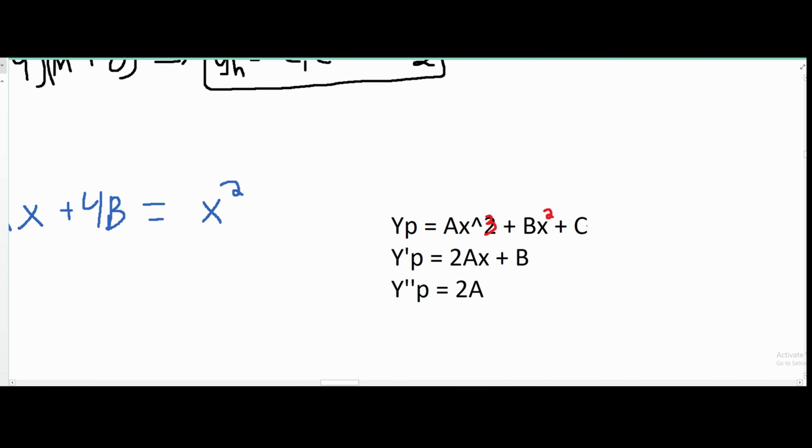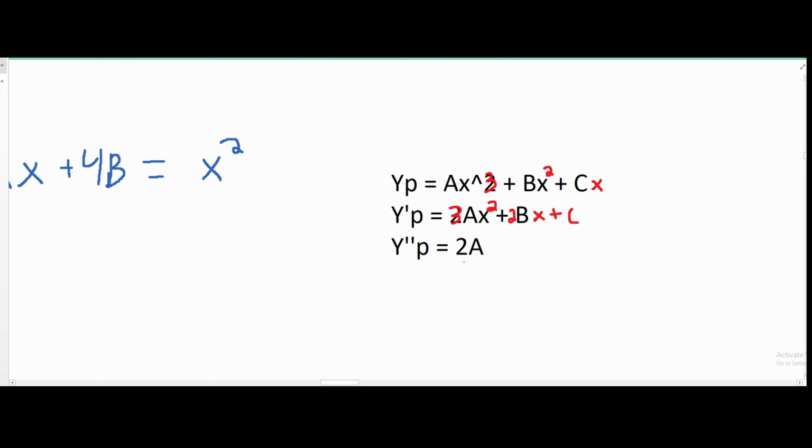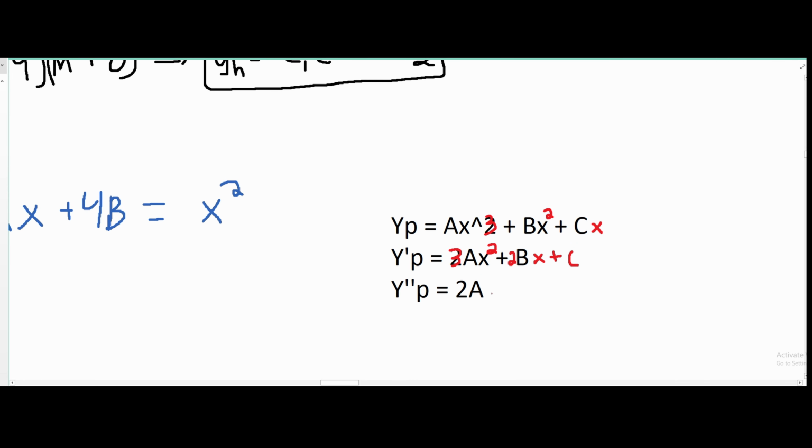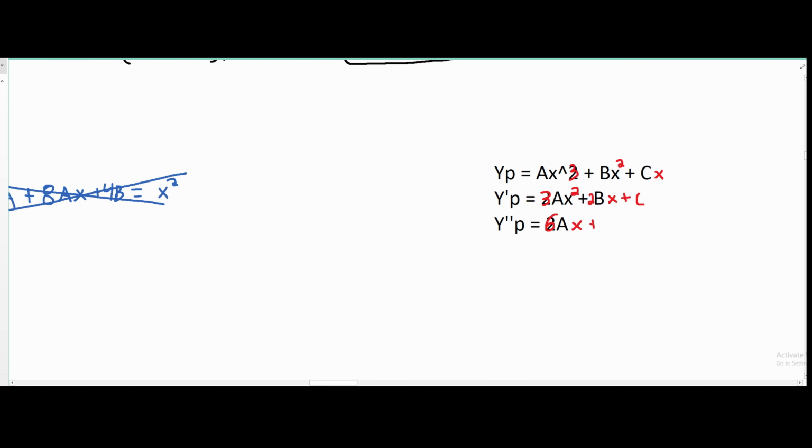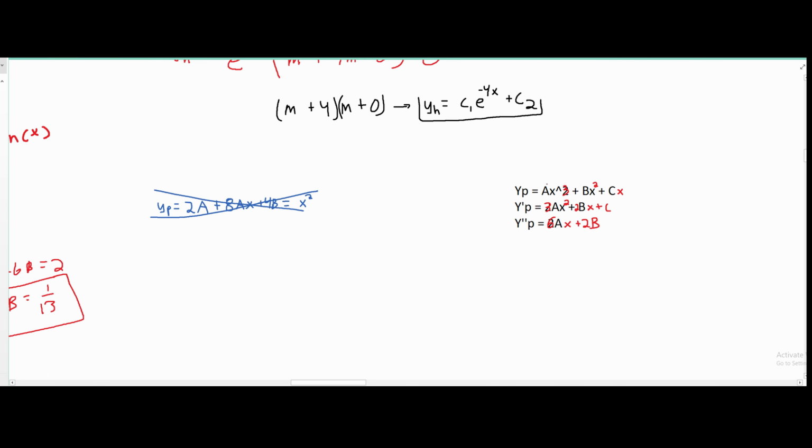This is going to be x squared, and this is going to be x. So what that means is that this value is going to be 3ax squared plus 2bx plus c, and then this last y double prime value is going to be 6ax plus 2b. So now we're going to plug all of these back into here correctly this time.